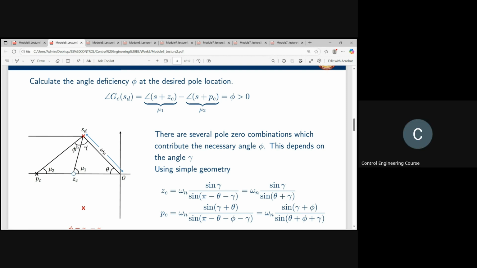Or another way of saying this: the exterior angle is the sum of the two opposite interior angles. The exterior angle mu1 should be the sum of the two opposite interior angles phi and mu2. So mu1 is phi plus mu2, meaning phi is mu1 minus mu2, which is the angle deficit that you need. So this diagram is given to you. Once you know phi, you can draw this diagram and then label all these angles. Once you find mu1, mu2, you can label all the angles. Gamma is this angle, okay?